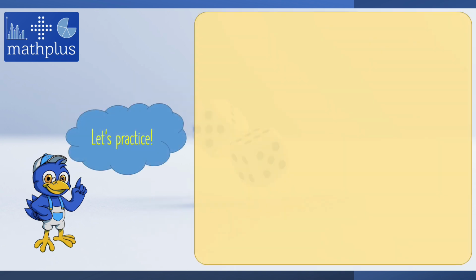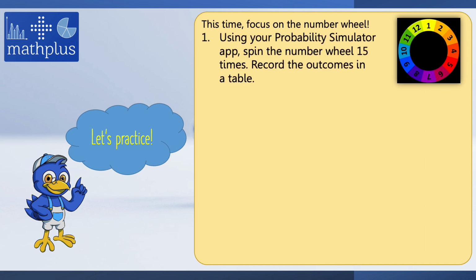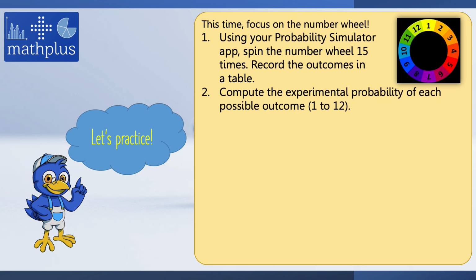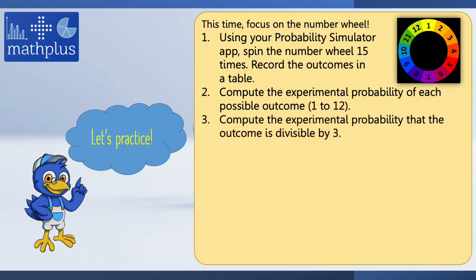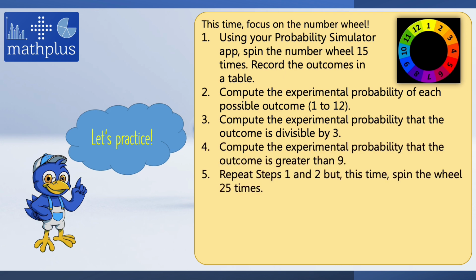Okay, now you should practice. This time, focus on the number wheel. Using your Mathplus Probability app, spin the number wheel 15 times and record the outcomes in a table. Then, compute the experimental probability of each possible outcome. Also, compute the experimental probability that the outcome is divisible by 3, and that the outcome is greater than 9.